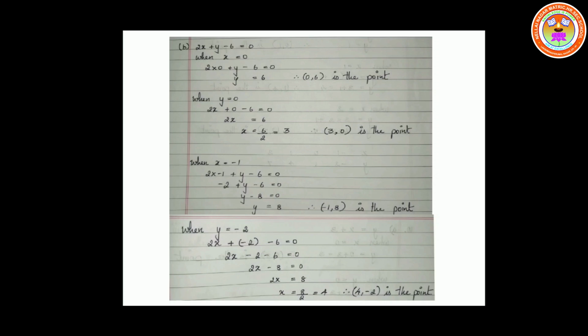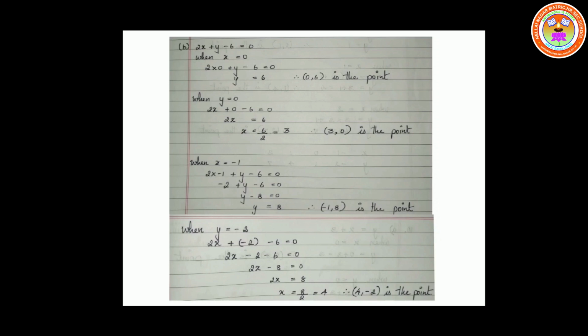When x is equal to minus 1, what happens to y? 2 into minus 1 plus y minus 6 is equal to 0. 2 into minus 1 is minus 2, plus y minus 6 is equal to 0. So y minus 8 is equal to 0. Therefore y is equal to 8. So when x is equal to minus 1, your y is 8.